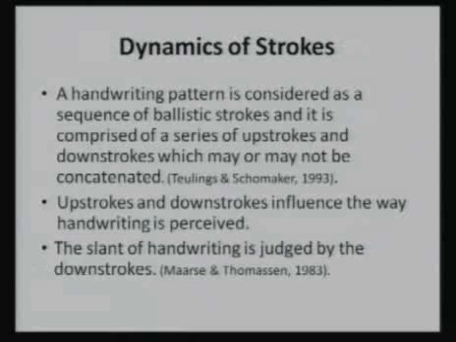So if you're going to study handwriting, if you're going to measure handwriting, what is handwriting? Basically, it's considered to be a sequence of ballistic strokes, comprised of a series of upstrokes and downstrokes, which may or may not be concatenated. Upstrokes and downstrokes influence the way handwriting is perceived. The slant of handwriting is judged by the downstrokes.